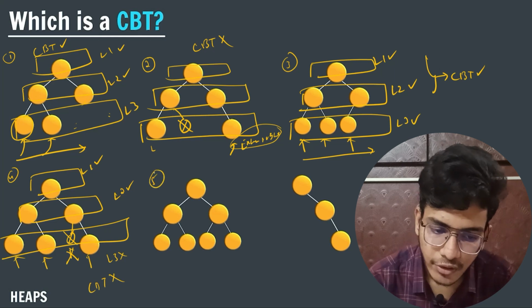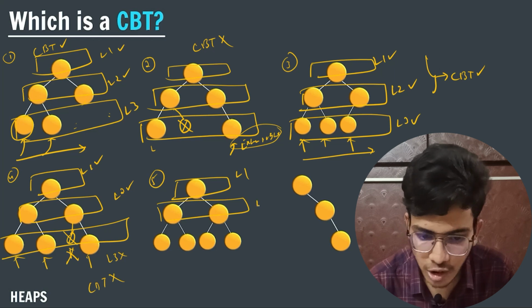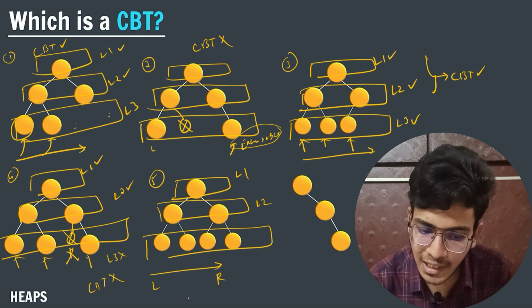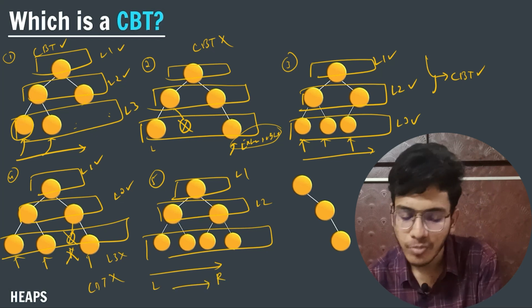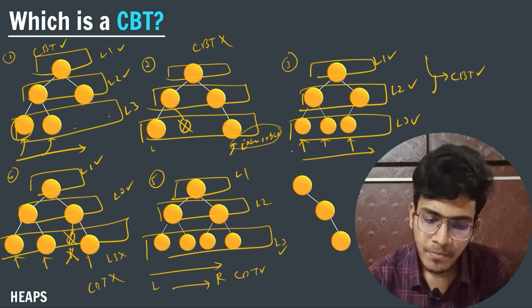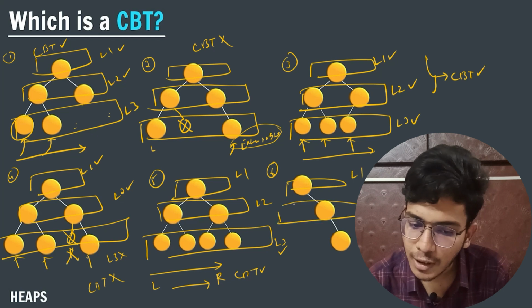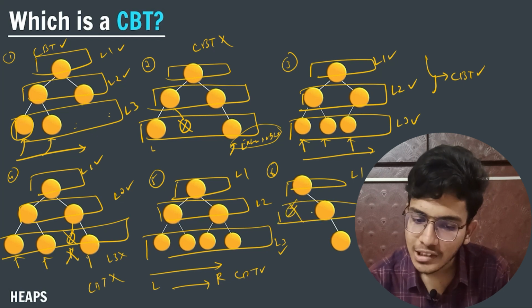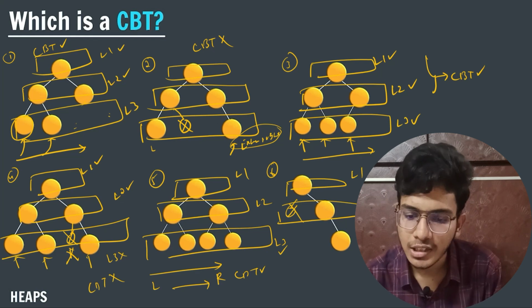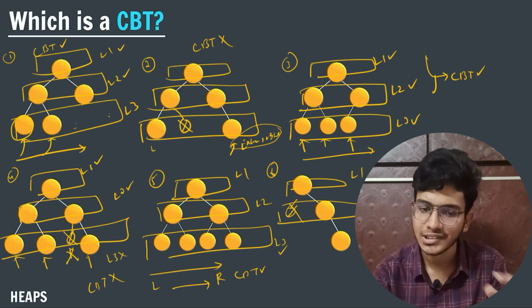Now let us see the fifth diagram. Level 1 is satisfying, level 2 is also satisfying, and in level 3 I am filling my elements from left to right, sequentially, in a step by step format. So level 3 is also satisfying. So this is a CBT. Now if you see the sixth diagram, level 1 is satisfied. Now level 2 should have two children, but this child is missing. So if this child is missing, I don't need to check any further. This is not a CBT. So this is the concept of a CBT. I hope you have understood what a CBT is.